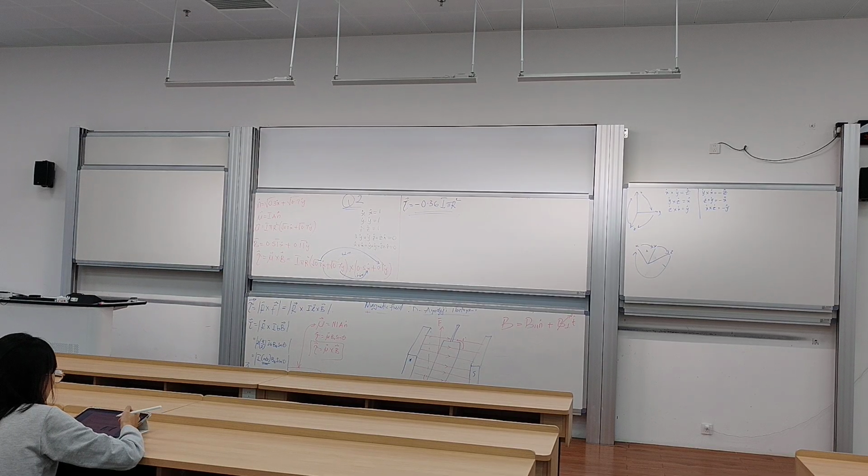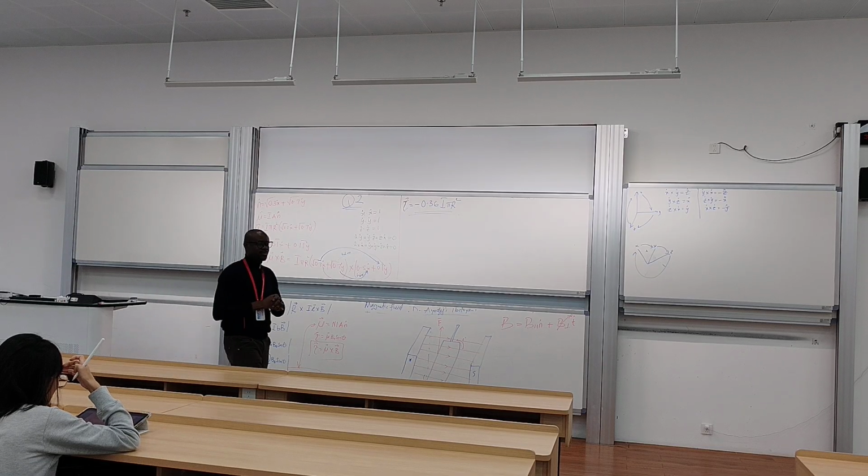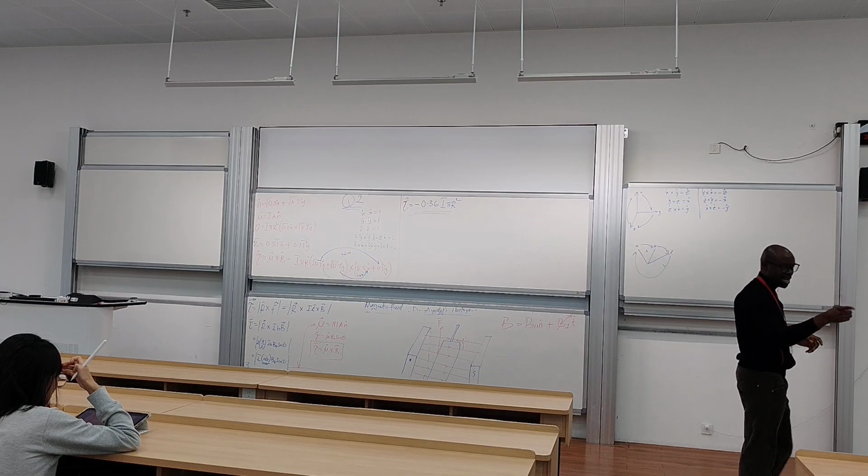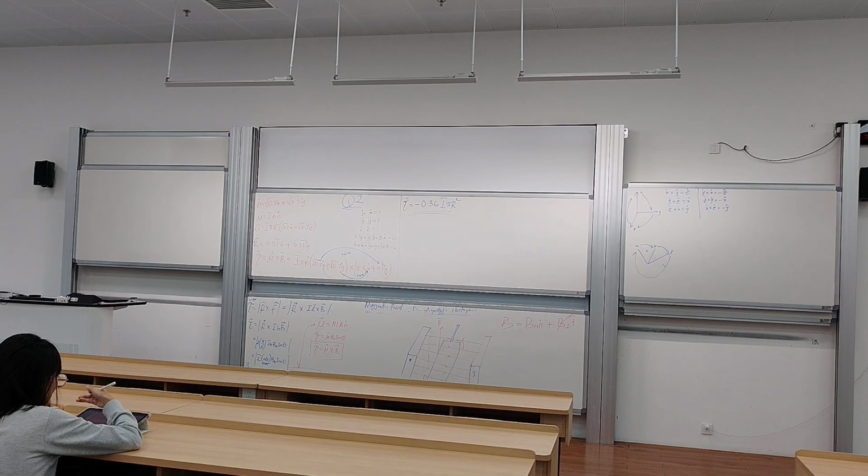Is it ka and sha or tai sha? Which one is correct? Ka and sha. You have a class now, right? Yes. So you can go.